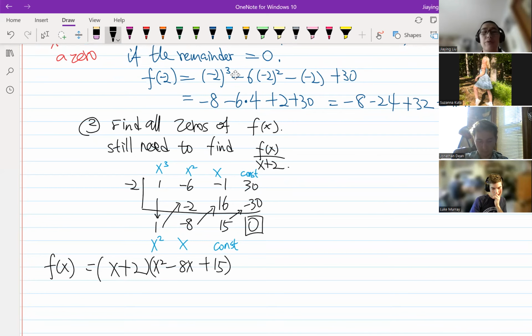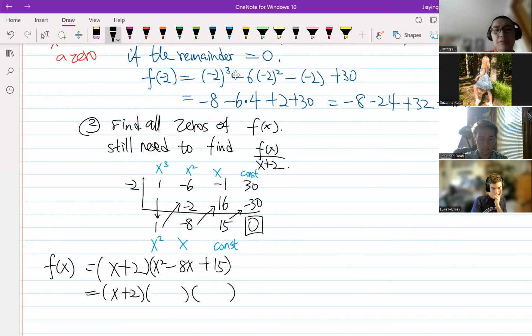Okay, good. We know we end up with the quadratic quotient. Can we factor that further, right? If we can factor it further, that makes it easier to find the zeros, the x-intercepts. So now let's try to factor this quadratic expression. We don't need to use long division or anything. We know how to factor.